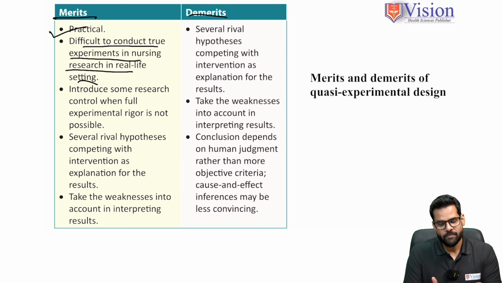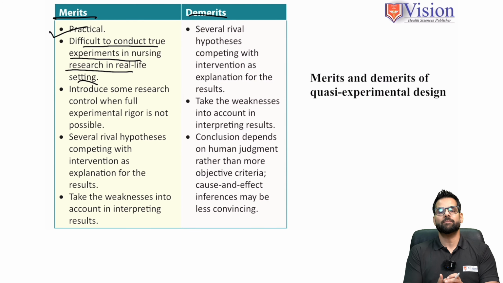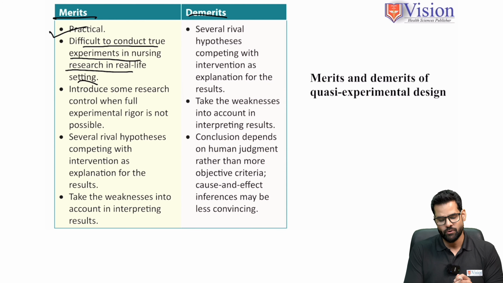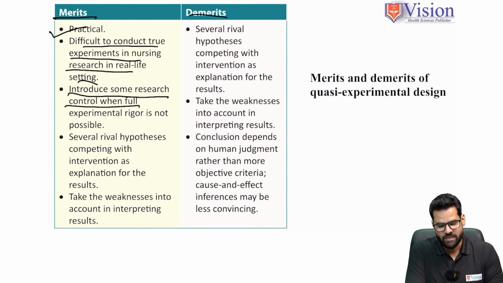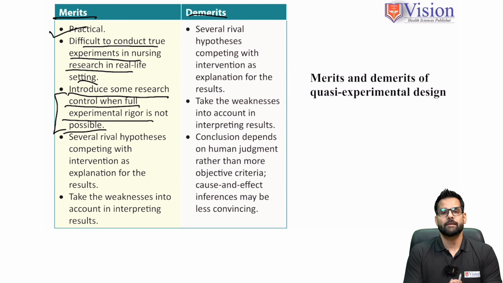Therefore, in this kind of design you utilize one college or one group, one set of people, in the experimental group, and people from some other institution as a control group. So it introduces some research control when full experimental rigor is not possible. Already I told you that if you talk about the superiority of research design, we always say it is the experimental design.